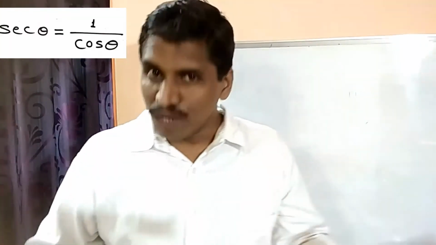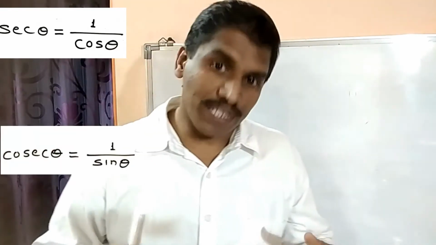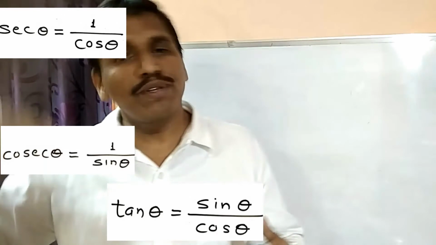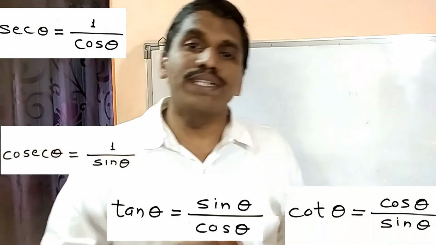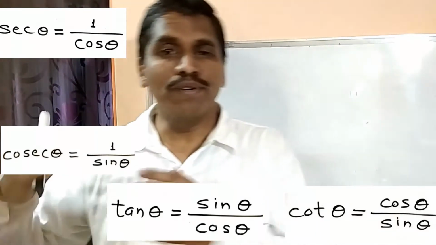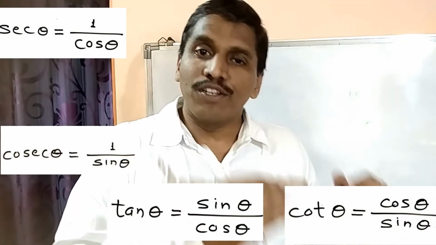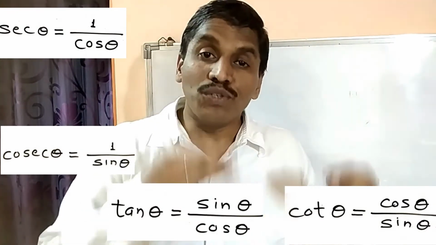What are those formulas? Sec theta is equal to 1 upon cos theta, cosec theta is equal to 1 upon sin theta, tan theta is equal to sin theta upon cos theta, and cot theta is equal to cos theta upon sin theta. With these trigonometric formulae, we should know what the identities are.